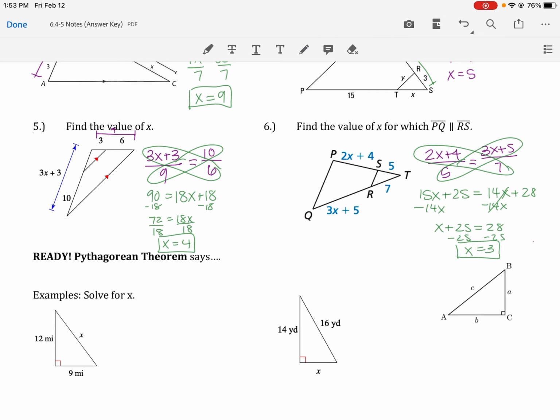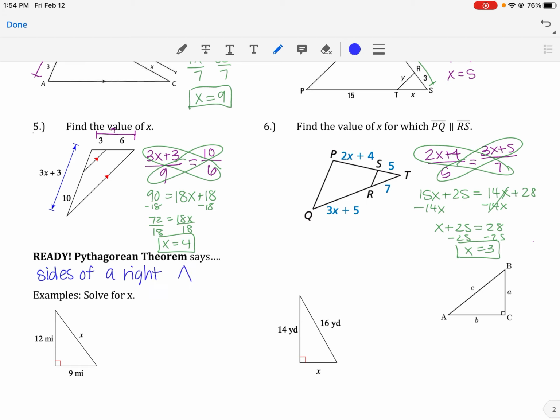Okay, one last idea. And this is kind of like pre-teaching us for the next lesson, but the Pythagorean theorem says, and I got a little triangle over here to remind us, if we have a right triangle, or maybe I should say this, sides of a right triangle are a squared plus b squared equals c squared. So remember, c is always the one across from the right angle, the hypotenuse. So you'll notice here, it doesn't matter which sides we call a and b, but maybe this is a, this is b. We're solving for the hypotenuse c here.